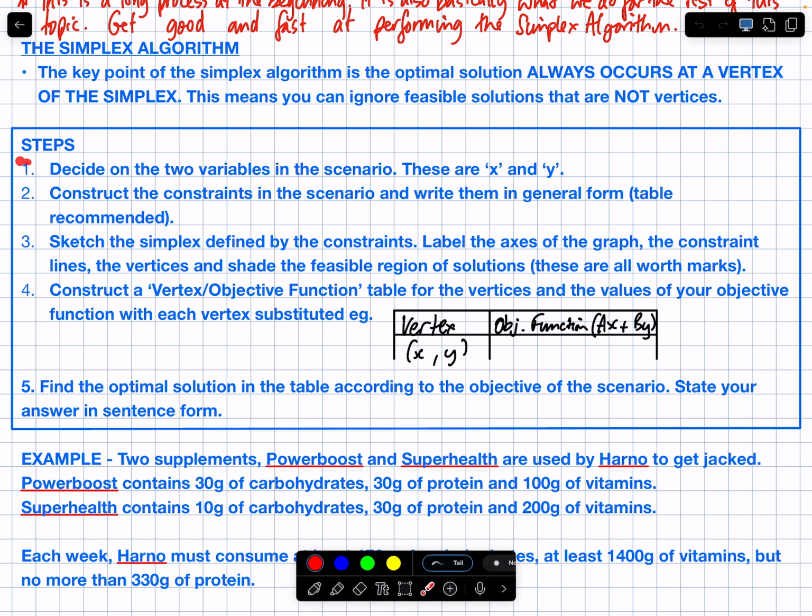So right now, all this 1 to 3 is no different to what you've been doing so far. We're preparing for this. What's different is 4 and 5.